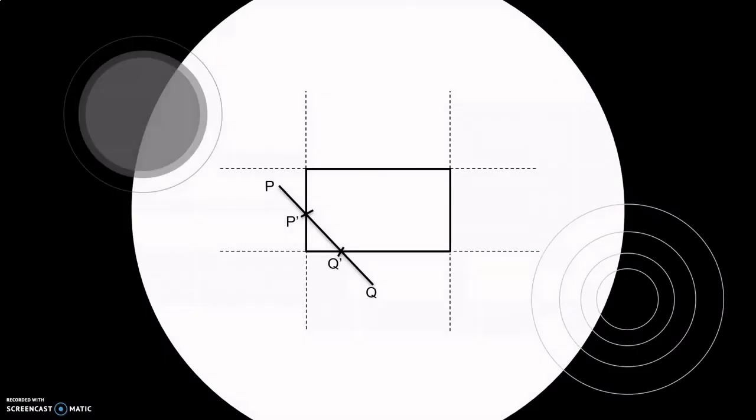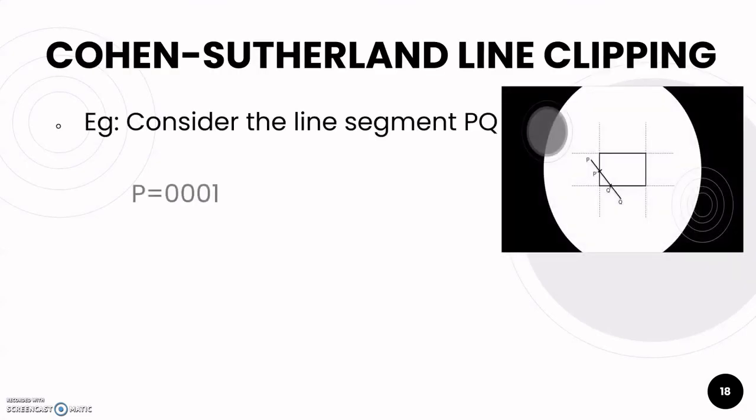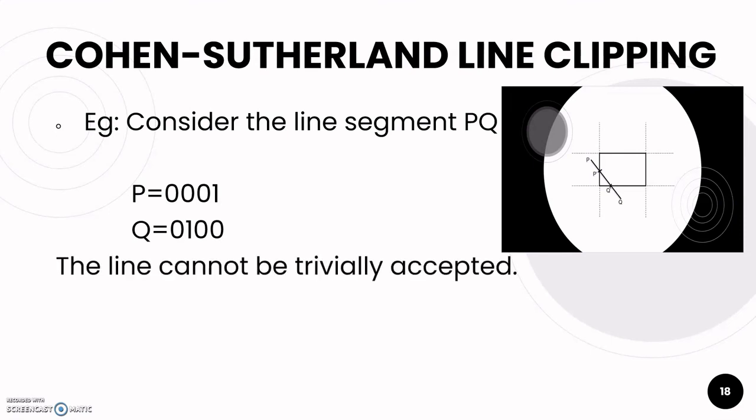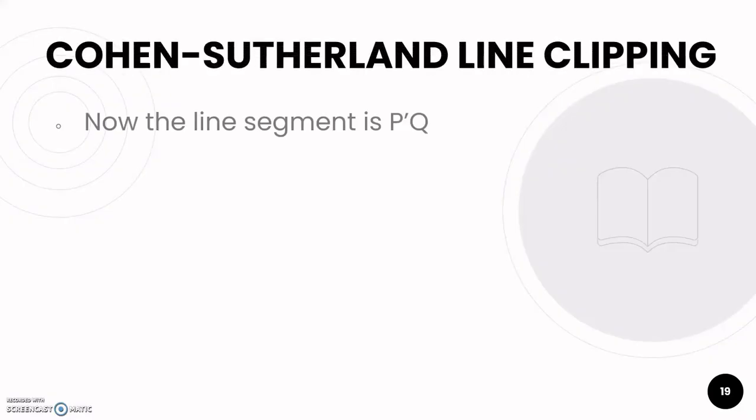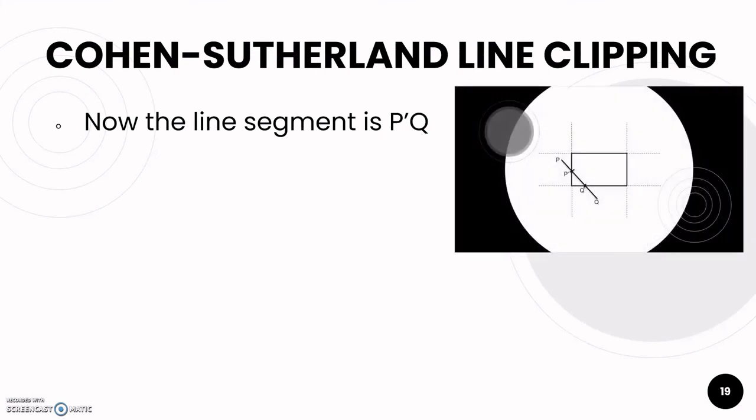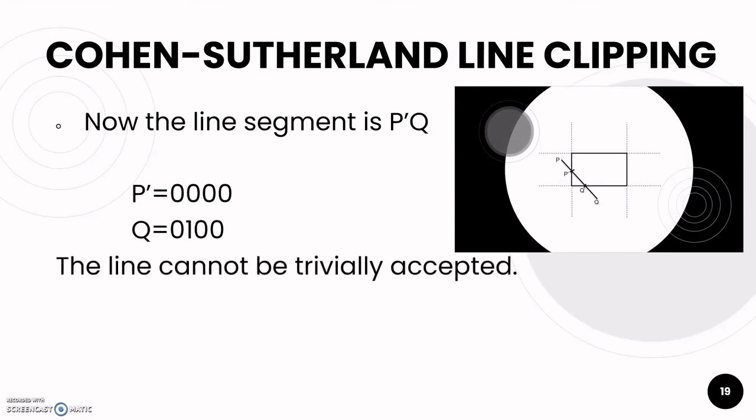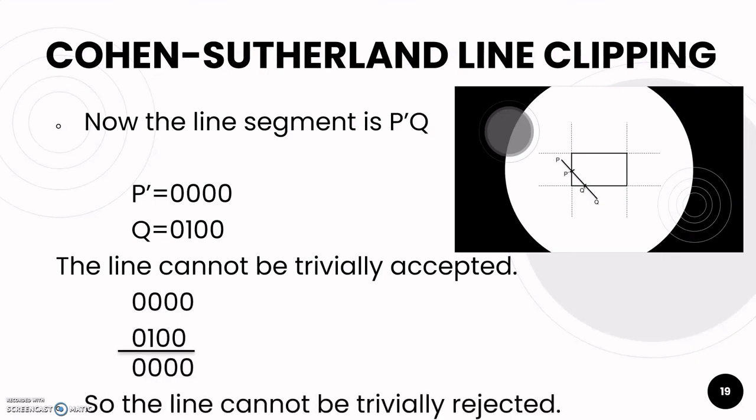So now consider the line segment PQ. We have the code for P as 0, 0, 0, 1 and Q as 0, 1, 0, 0. So the line cannot be trivially accepted, but it cannot be trivially rejected either. So we have to clip it at some point. First we are clipping it at P dash. Now the line segment is P dash Q. P dash is 0, 0, 0, 0 and Q is 0, 1, 0, 0. So it cannot be trivially accepted, but it cannot be trivially rejected either. Now we have to perform the second iteration.